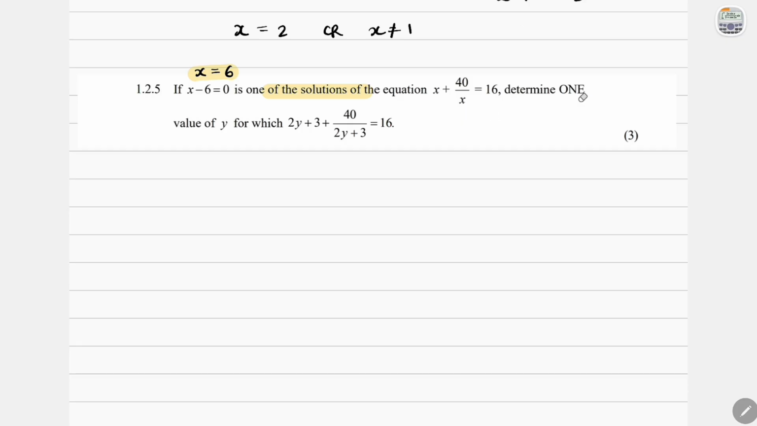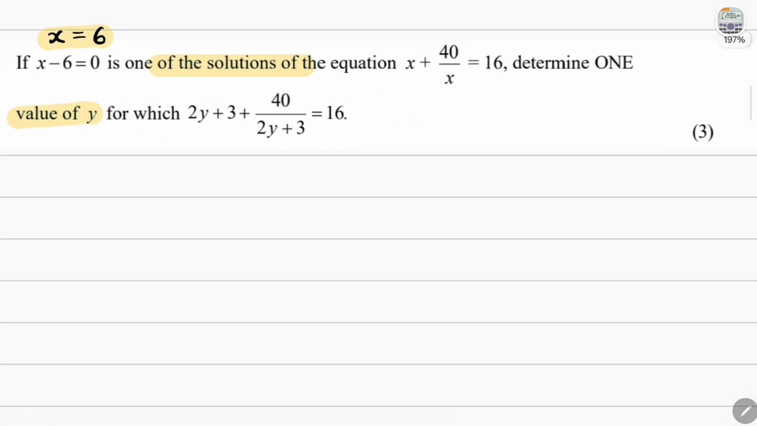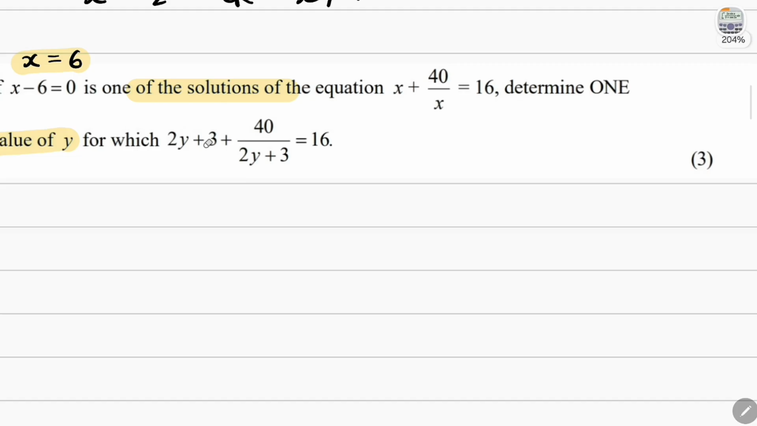Okay, so we need to determine a value of y for which this equation would be true. Do you notice something with the way this equation looks and the way that equation looks? Okay, they look very similar. They put it in the same order.